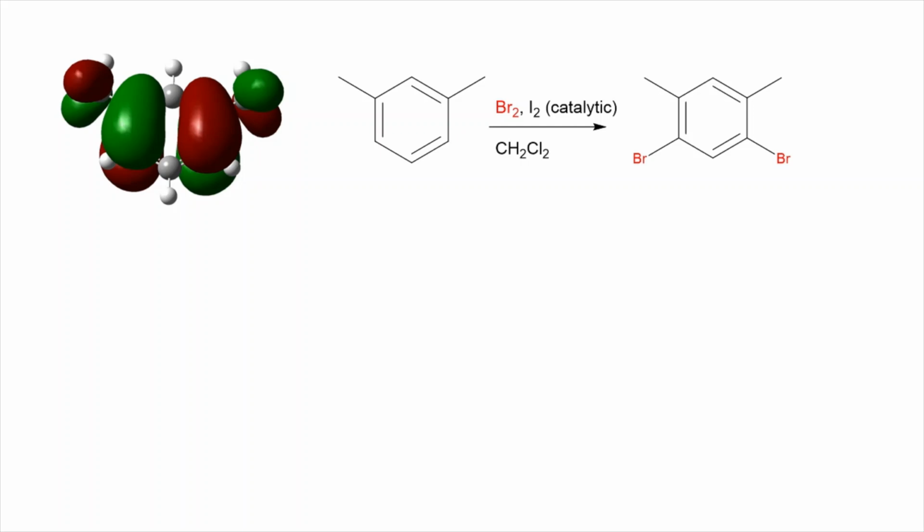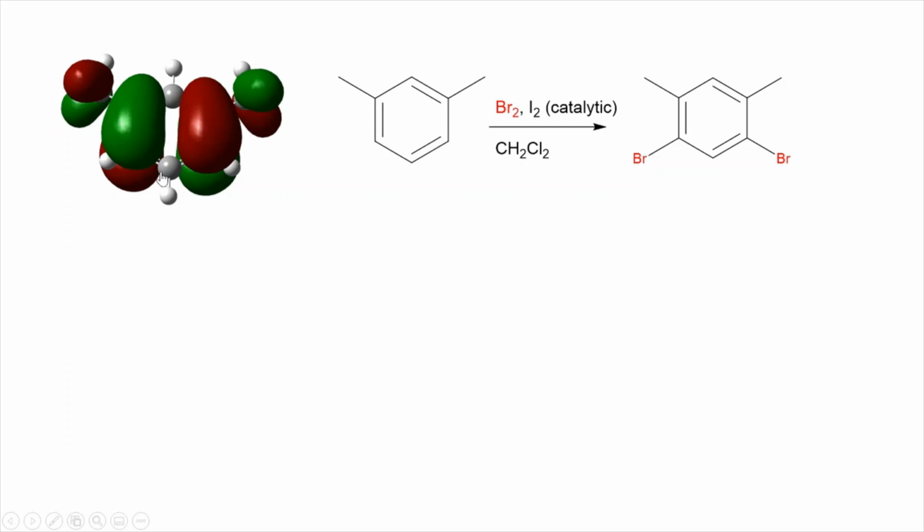Okay, let's see reaction 1. Here I was talking about the xylene bromination, so it happened only at these two positions. If we number 1, 2, 3, 4, 5, 6, then the 2 and 4 position bromination happen.